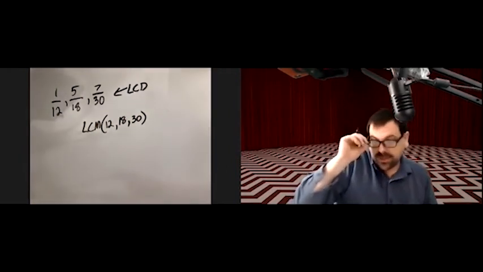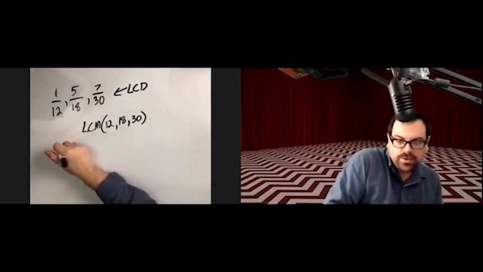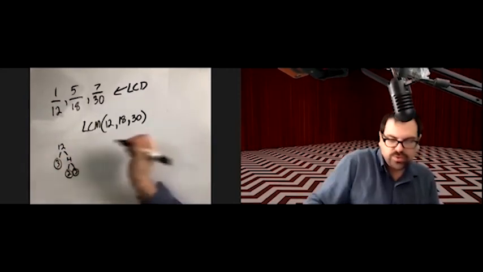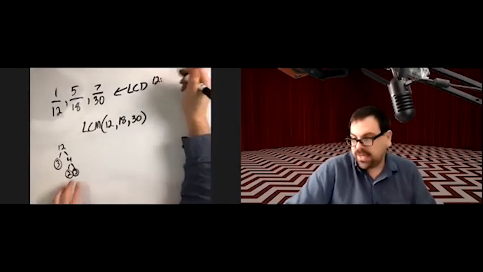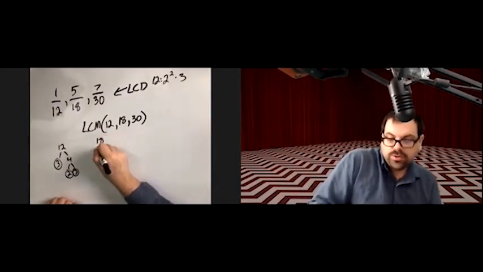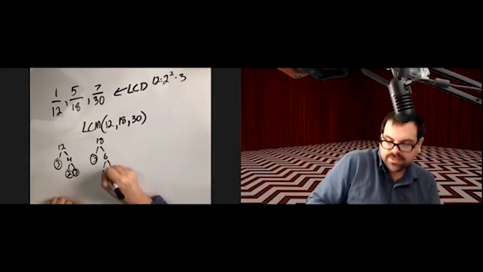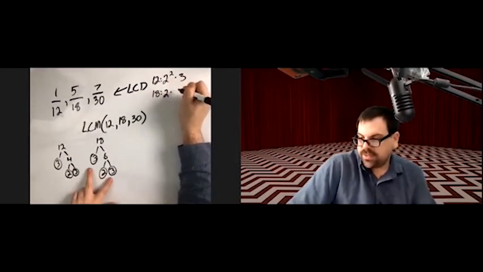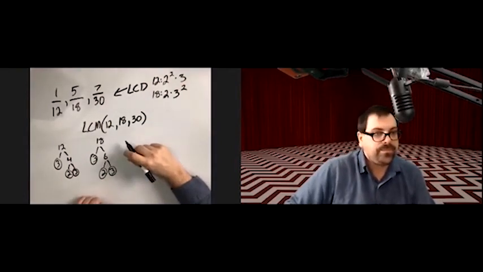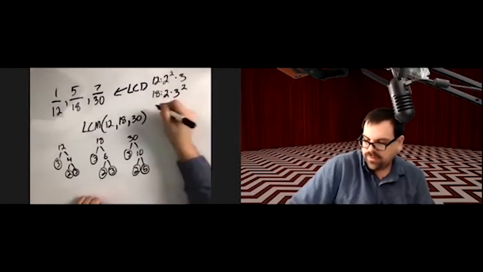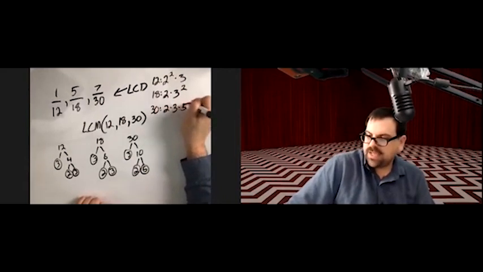Let's find the prime factorizations, doing our factor trees. 12 would be 3 times 4. 4 is 2 times 2. 12 would be 2 squared times 3. Doing 18, 3 times 6. 6 is 2 times 3. 18 is 2 times 3 squared. 30, that's 3 and 10. 10 is 2 and 5. 30 is 2 times 3 times 5.